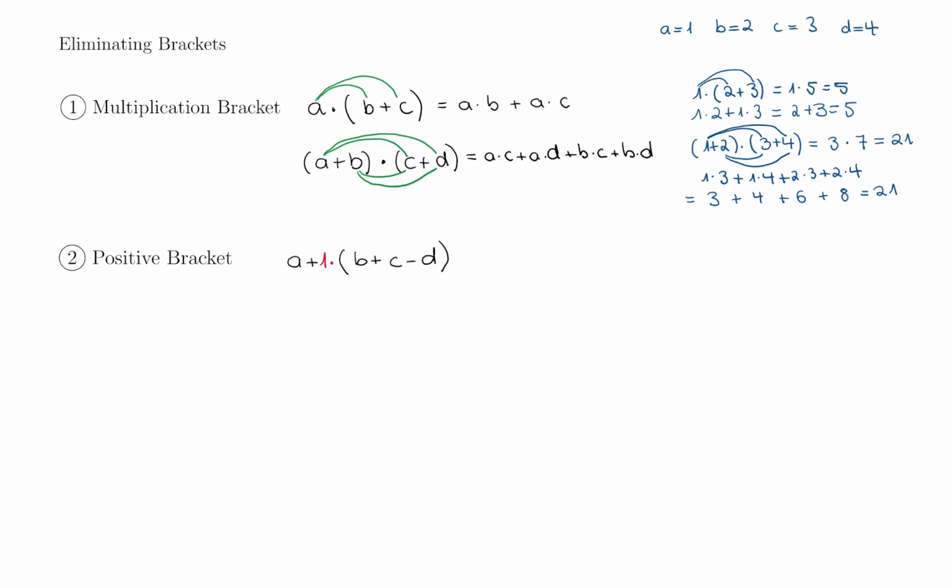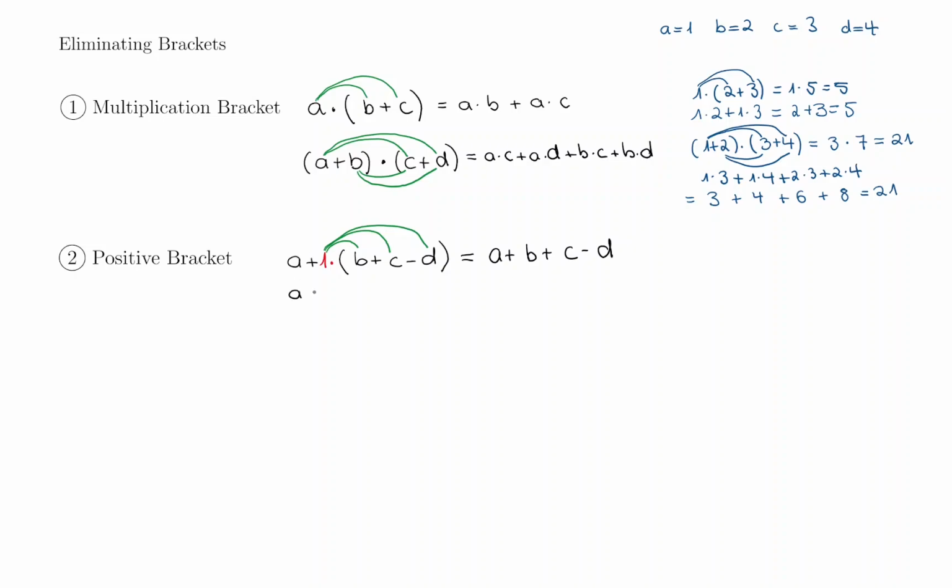So we can just use what we already know, use the rule from above. So we have to use this 1 and multiply it with everybody inside. So then what would we get? We would get A plus, and then we do the rule. So 1 times B, which is B, plus 1 times C, which is C, and then minus 1 times D, which is D.